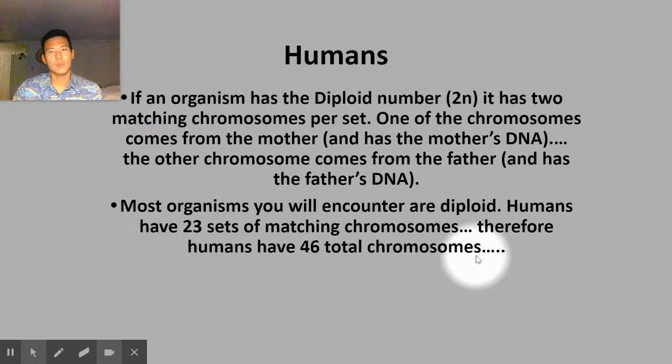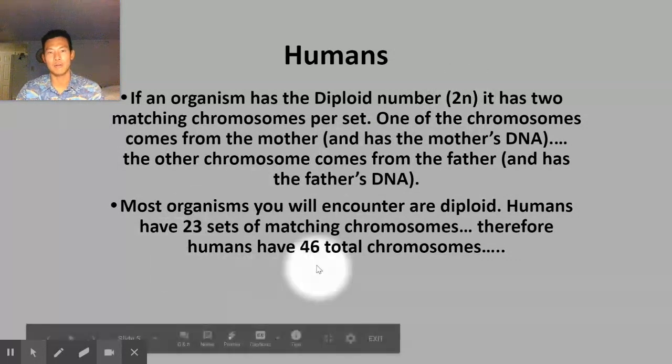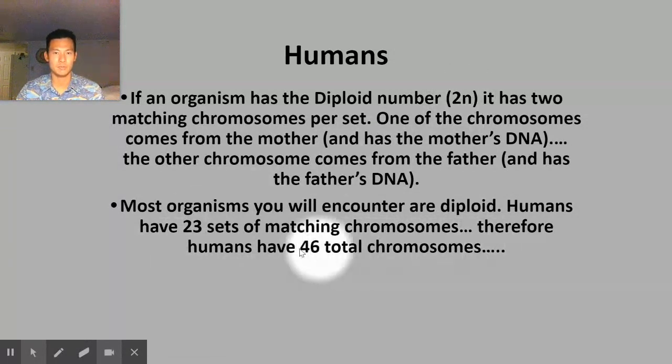What I said earlier: humans have an n number of 23. So we have 23 chromosomes from our mother and 23 from our father, and every cell contains both sets. So every cell has a total of 46 chromosomes, and 23 of them match the other 23. The 23 from our mother match the 23 from our father. I'll explain what that means later.